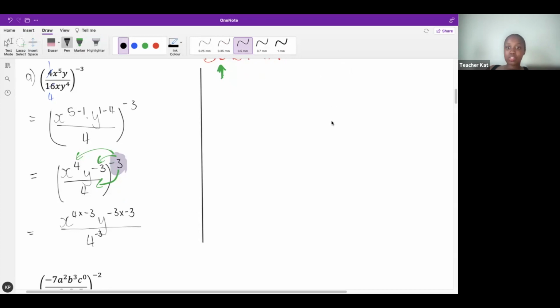And that equals, what is 4 times -3? My exponent for x will be -12. My exponent for y will be, oh, you guys are answering at the speed of light and I love it. It will be 9. And at the bottom, it's just a 4 to the power of -3.